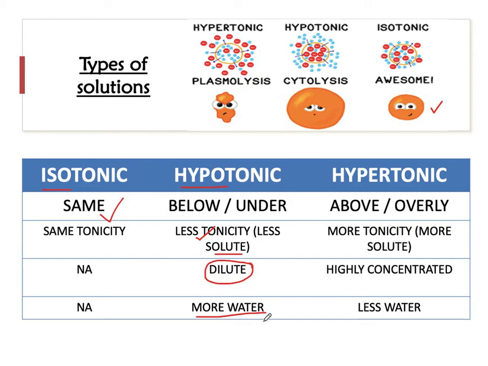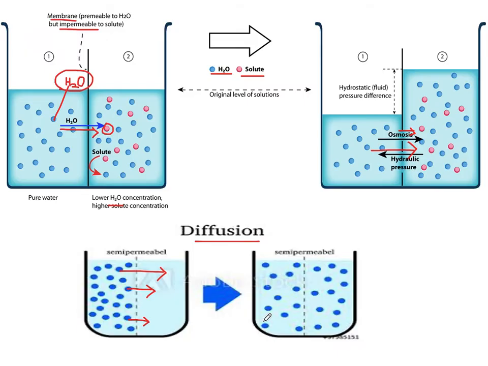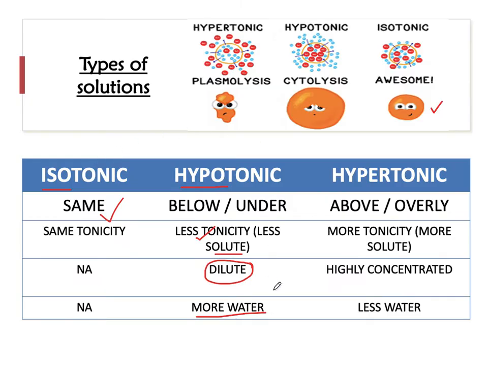You remember the pure water and solution slide? Should I go back? Here, the pure water and the solution. So pure water was having a higher concentration of water, while the solution was having a lower concentration of water. Why? Because of the presence of solute. So just like that, when the solution is dilute, that means it has less solute and more water. It's always vice versa.